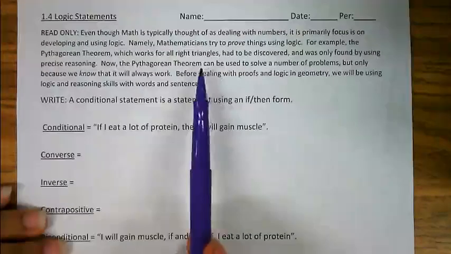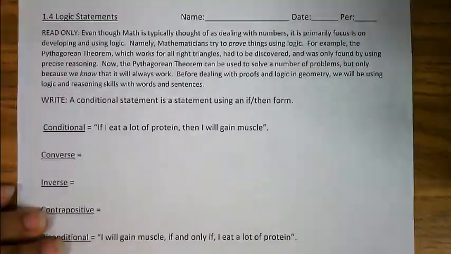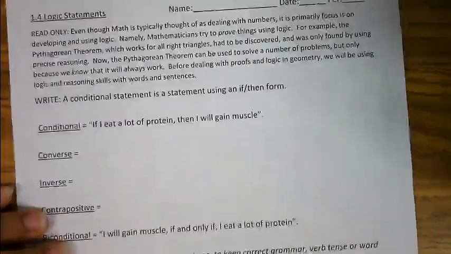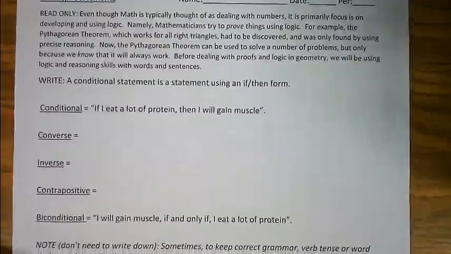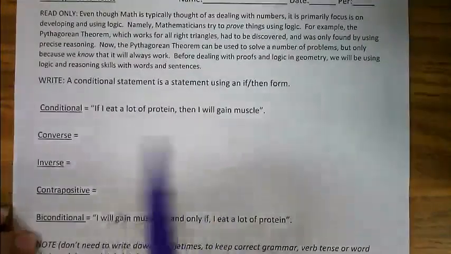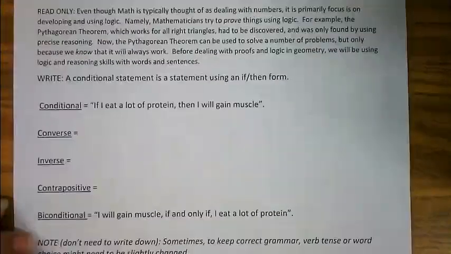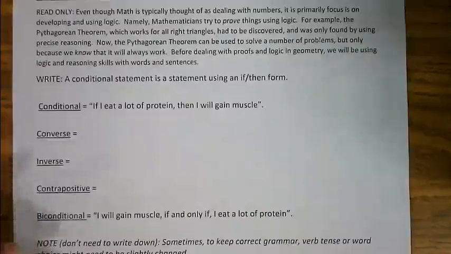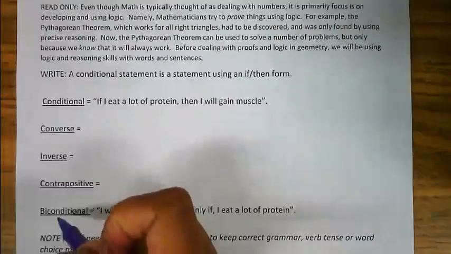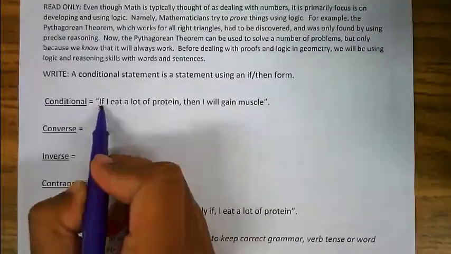By now you should have read this part, and I want you to write this, and of course you should have written this already. If you haven't, pause it and do that right now. So I have a conditional statement. It says, if I eat a lot of protein, then I will gain muscle. Do you agree with that? Right now we're not talking about whether you agree with it. It's certain steps that we have to do. Okay? The conditional statement has an if and it has a then. If and a then.